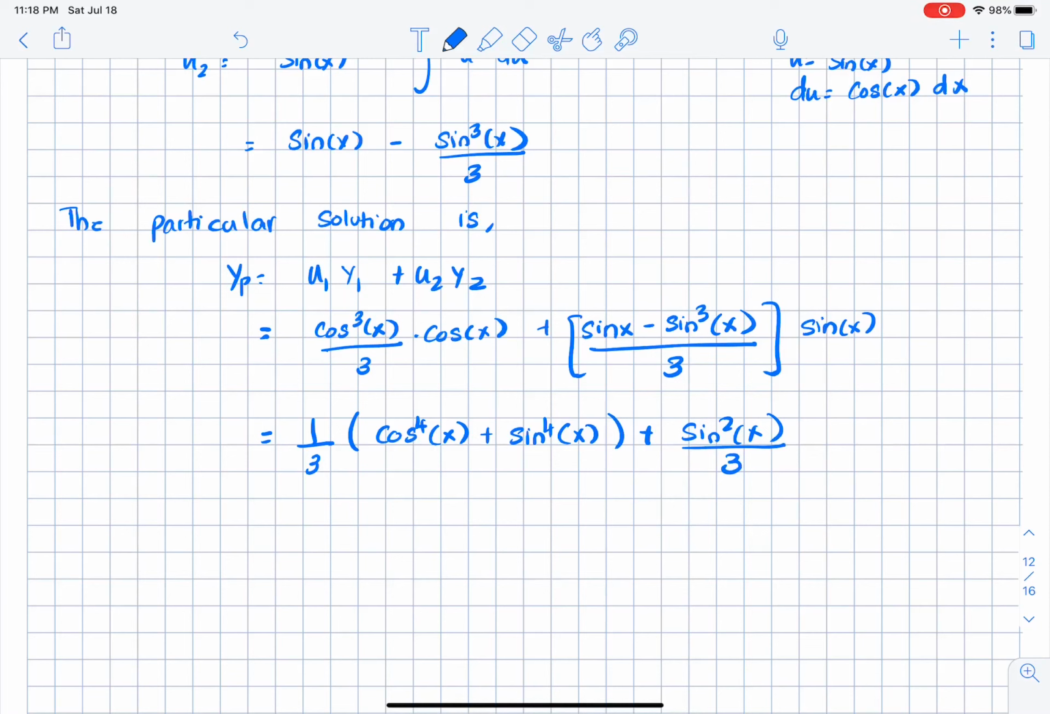Now, could we simplify this? We can, but I guess we'd just leave it as is. It's too much trouble, so we'll just leave it as is.